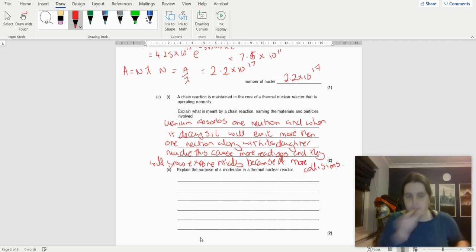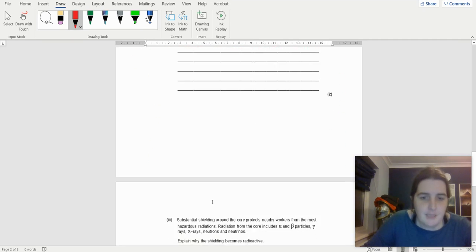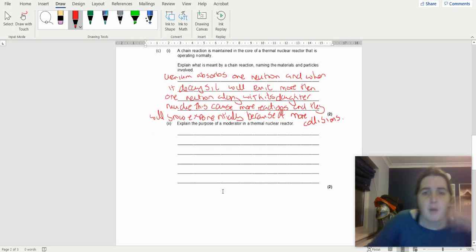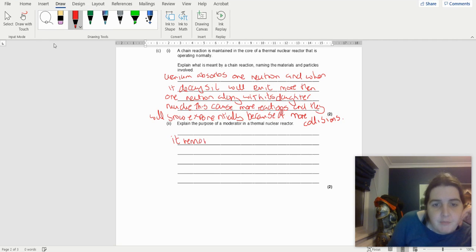All right. So explain what the next question is. Explain what the purpose of a moderator is in a nuclear reactor. So a moderator is there because it removes. So what a moderator does is it moderates the reactions. Okay, the control rods are the ones that control the actual neutrons that are emitted.